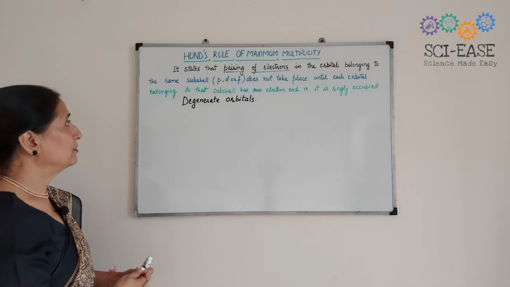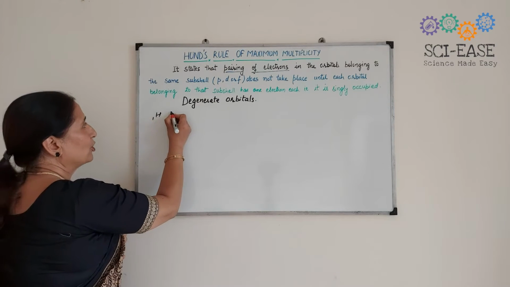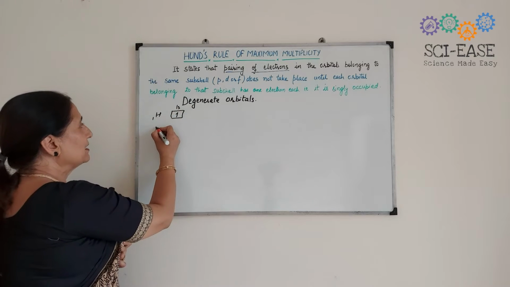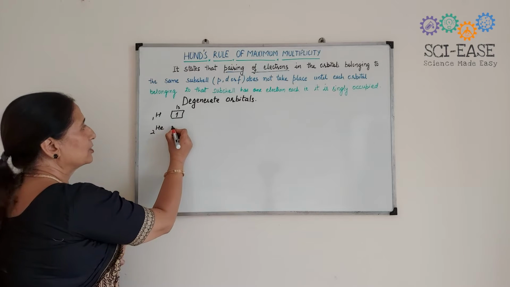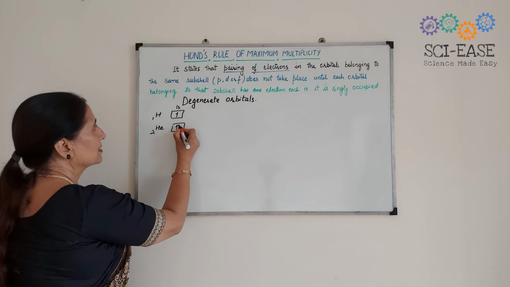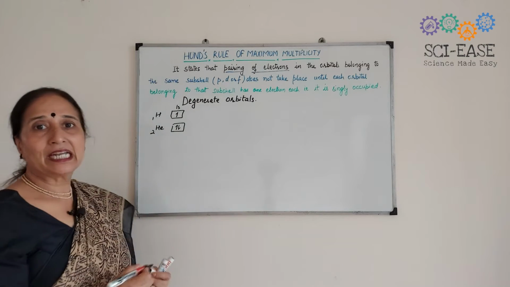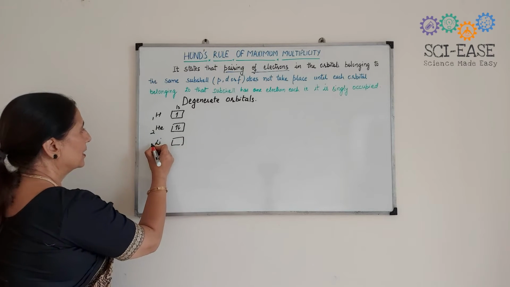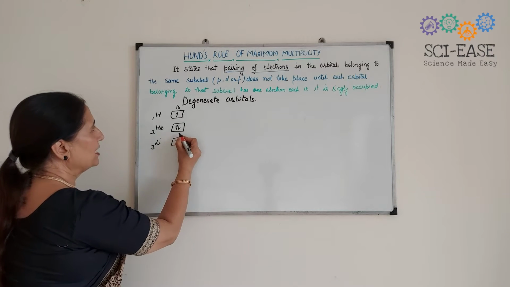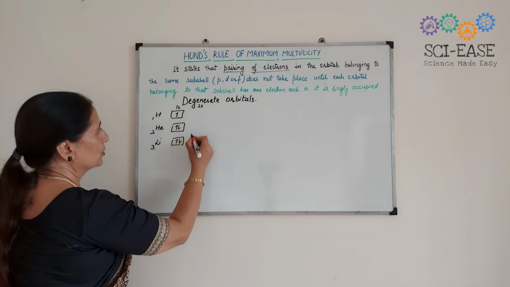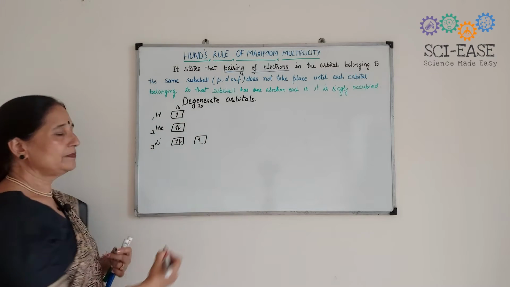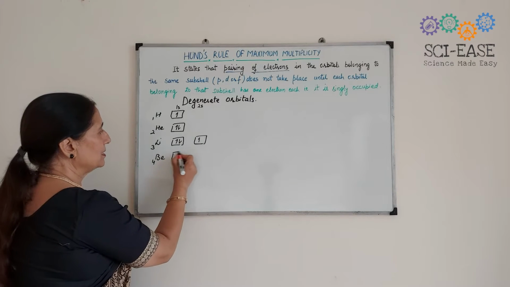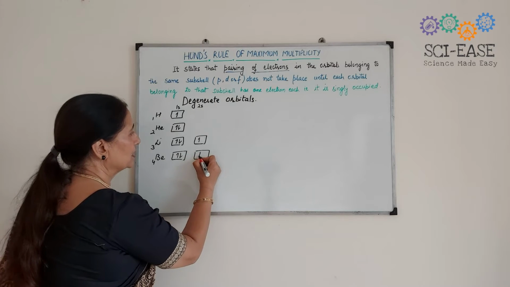When we take the case of hydrogen, it has only 1 electron, so that will be filled in 1s. When we take the case of helium, its atomic number is 2, so this first 1s subshell will be completely filled. Now take the case of lithium. It has atomic number 3: 1s is filled, and this is 2s, suppose. Here 1 electron will go in 2s. Take the case of beryllium. It has 4, so 2s will be fully filled.